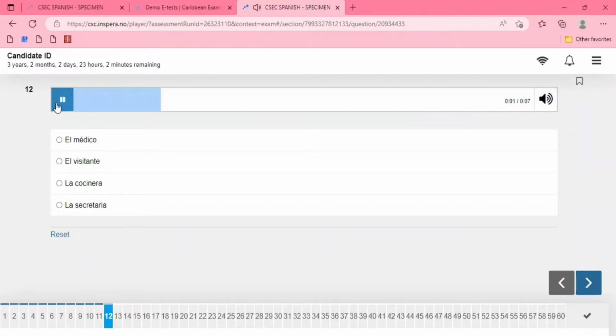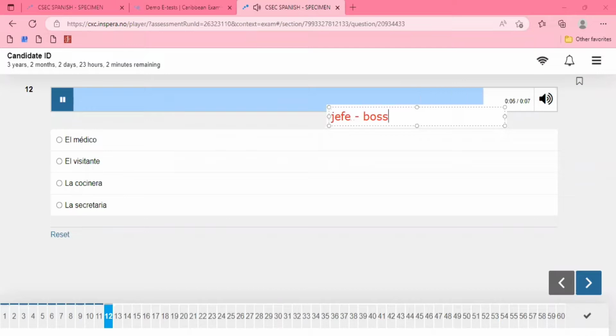Pregunta 12. Mi jefe no está aquí hoy. Está de vacaciones. ¿Quién habla? Pregunta 12. Mi jefe no está aquí hoy. Está de vacaciones. ¿Quién habla?